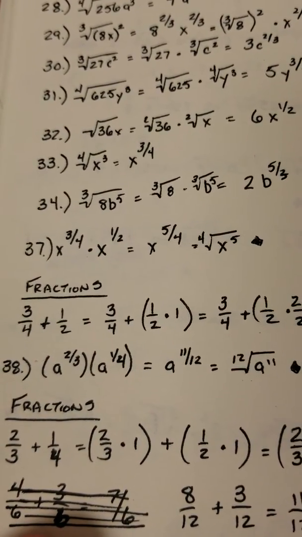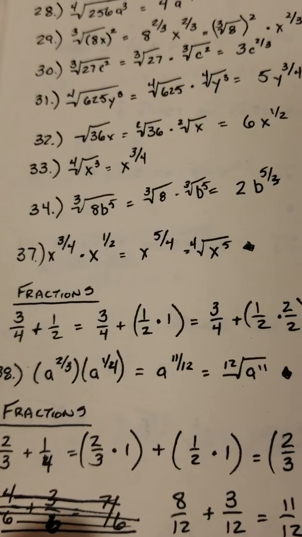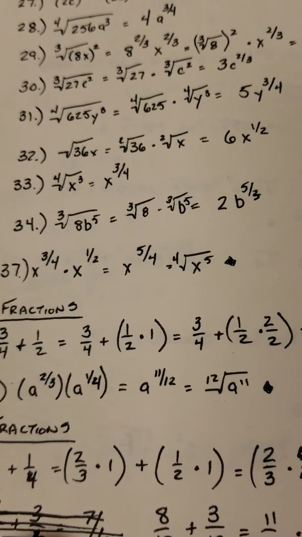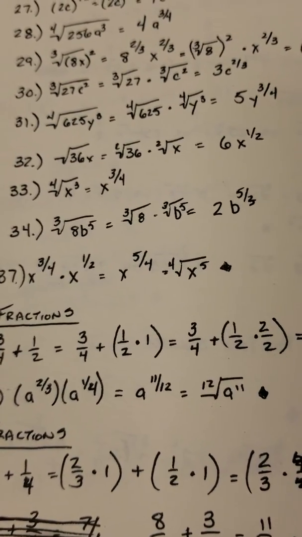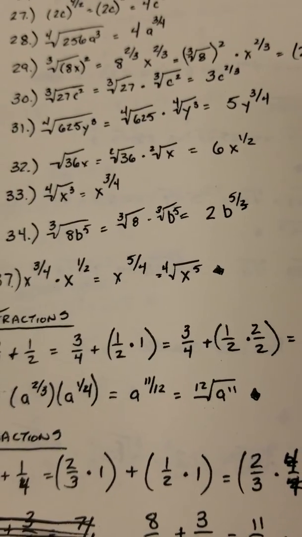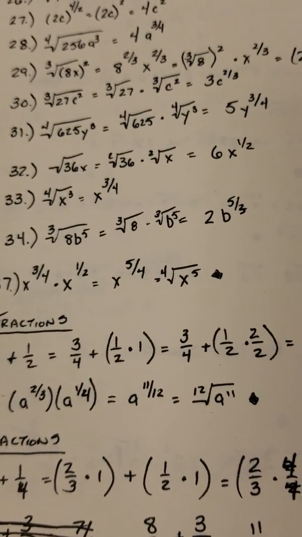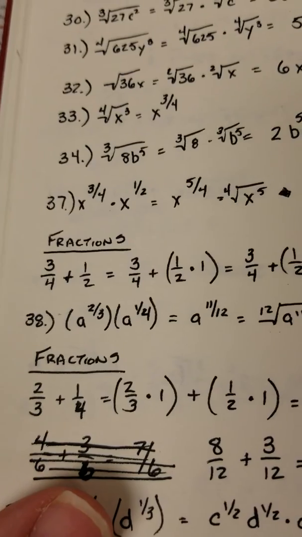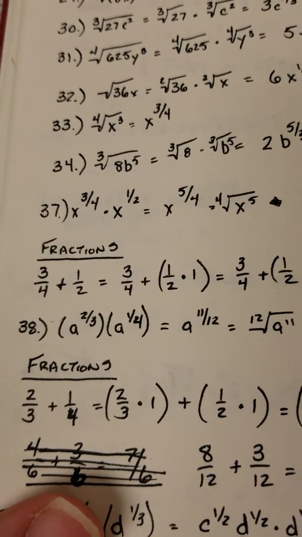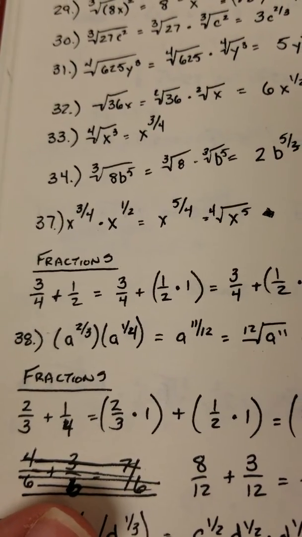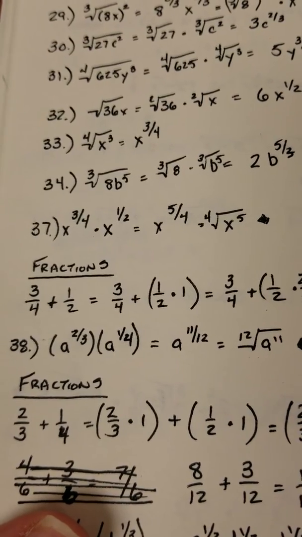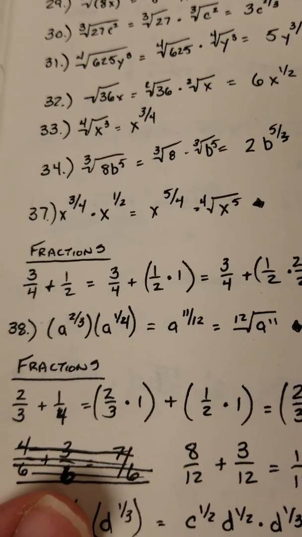And then down here, number 32, I have the square root of 36x. I know that the square root of 36 is 6. For me to write the exponential form of the variable, I take x to the 1/2 power. This one, 33, is a simple one. All you have to do is take the 4th root and the 3rd power. You're going to get x to the 3/4 power, not a hard one at all.